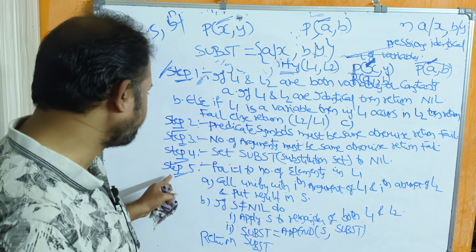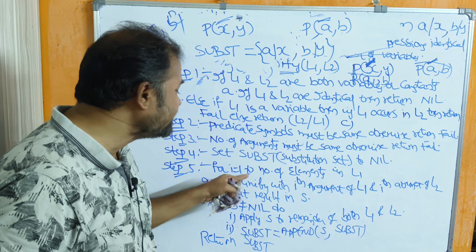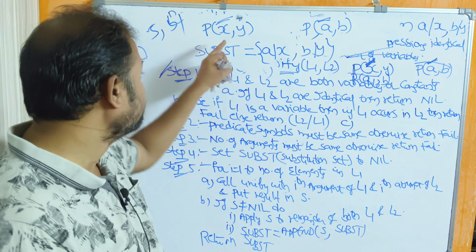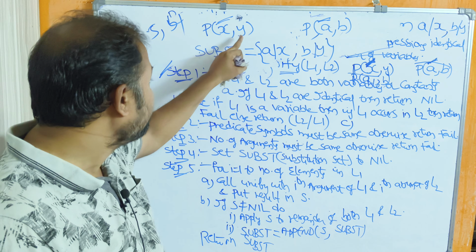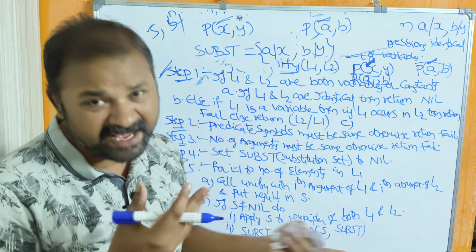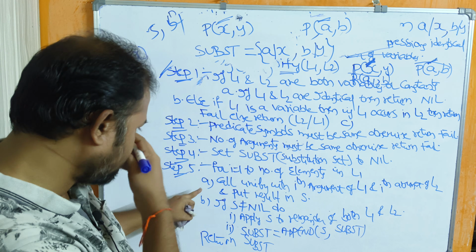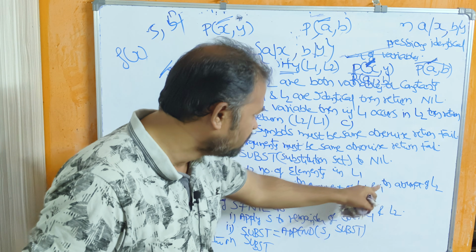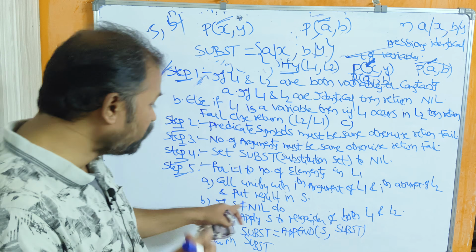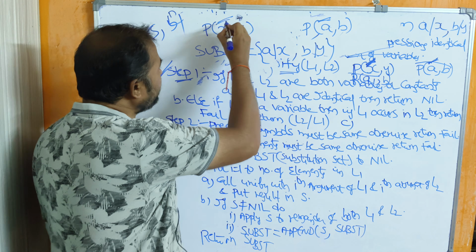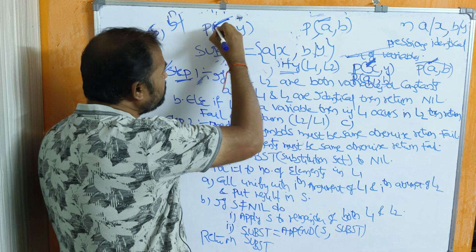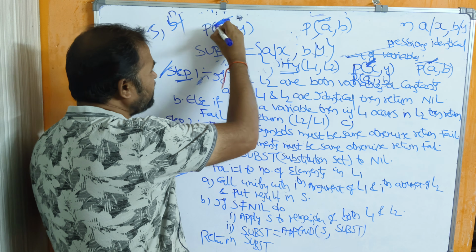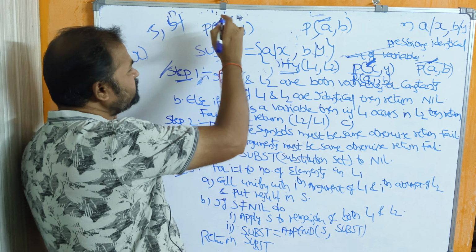Next, the last step, step 5. For i equal to 1 to the number of elements in L1. Elements are arguments. So initially we are considering the first argument, next we need to focus on the second argument. Likewise the procedure will be done. Next, step 5a. Call unify with the ith argument of L1 and the ith argument of L2 and put the result in s. So first we have to take the ith argument of L1. So the first argument of this expression is x.